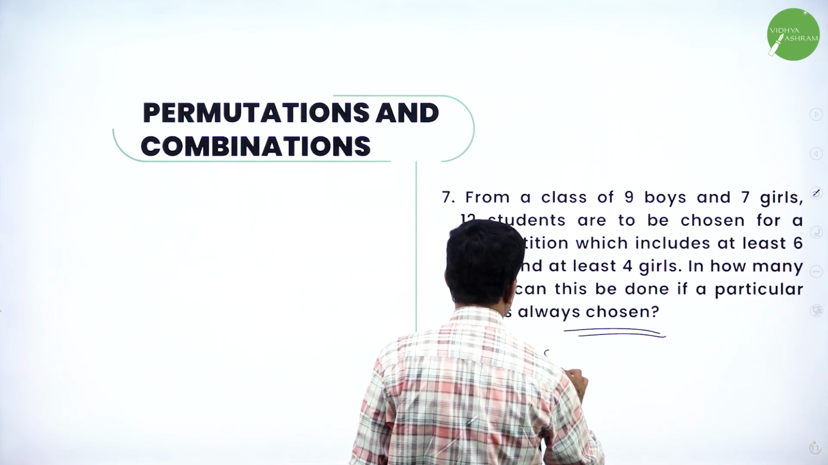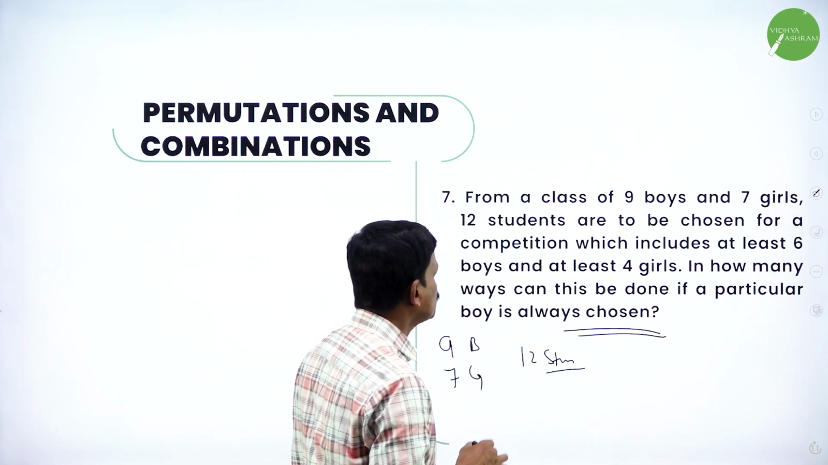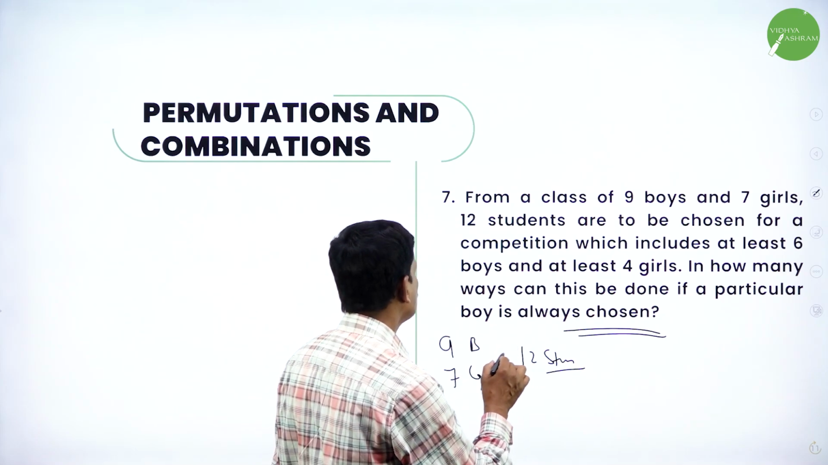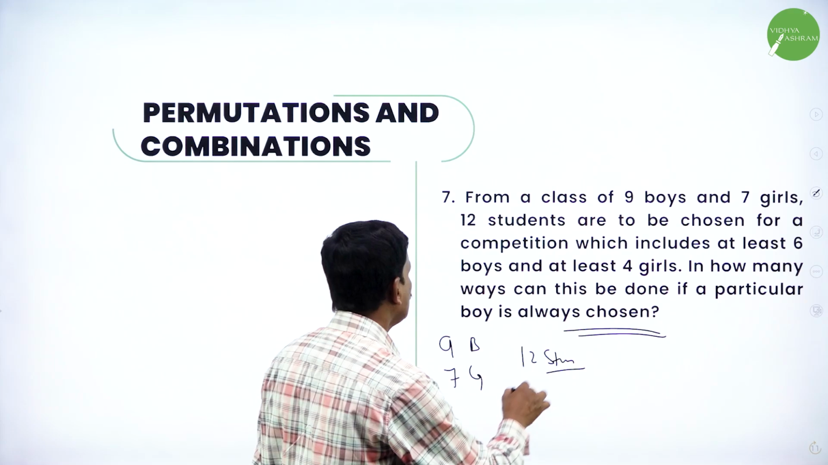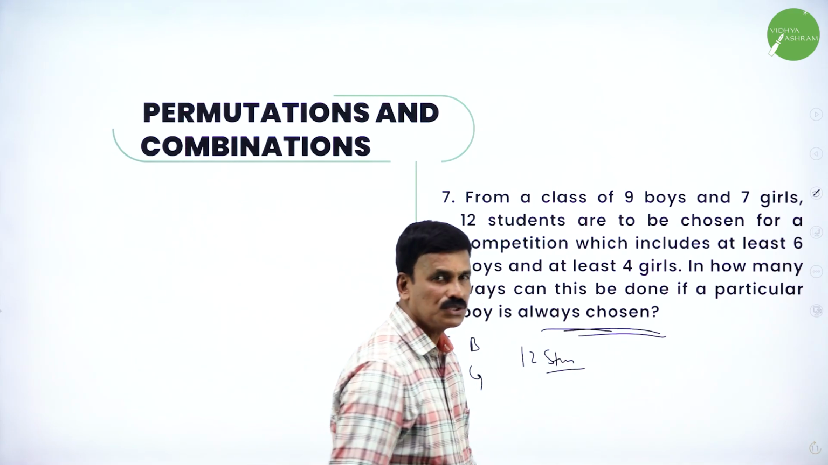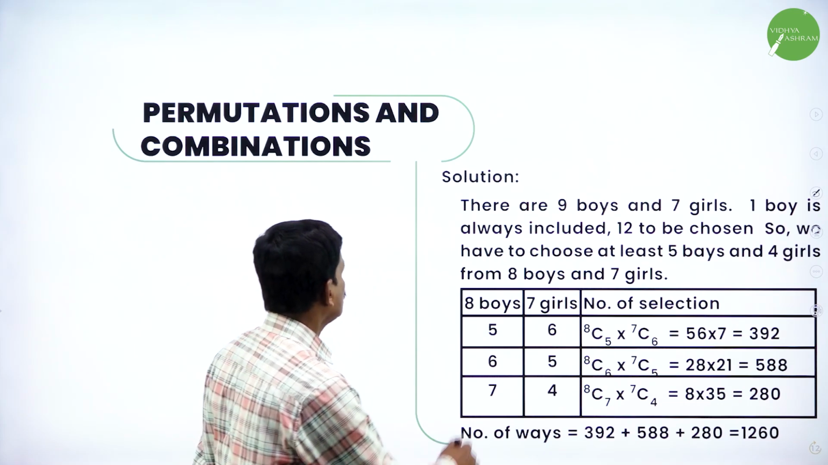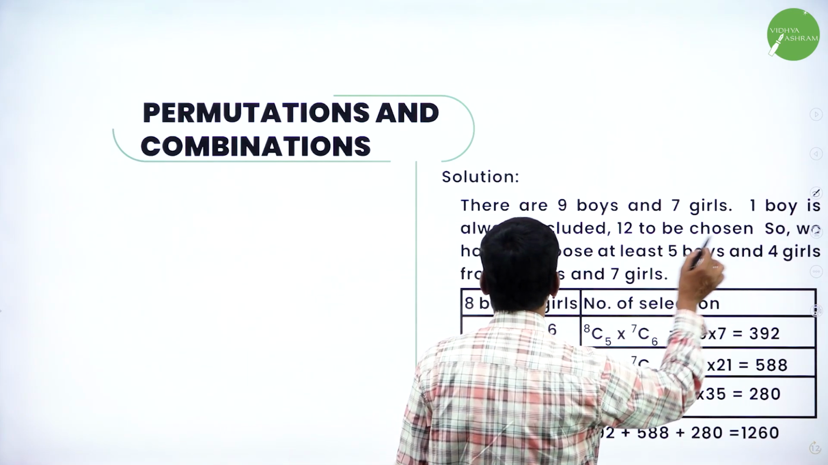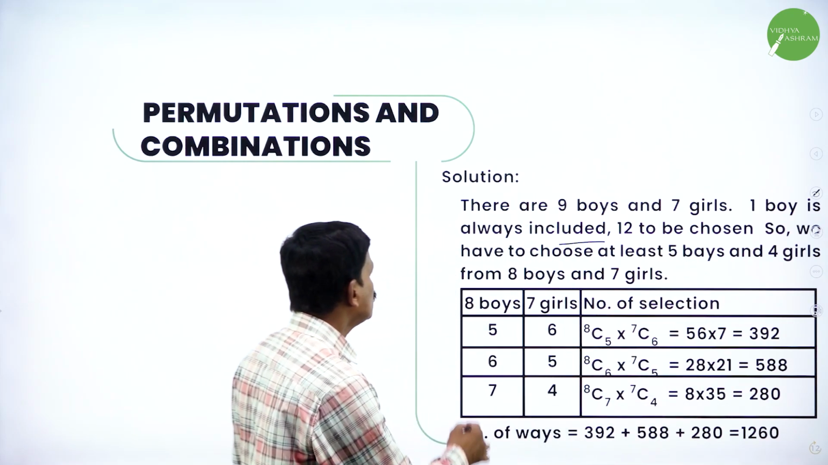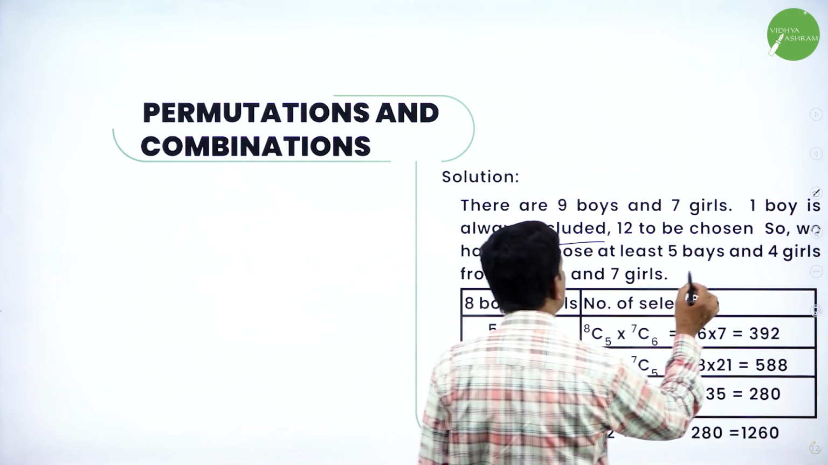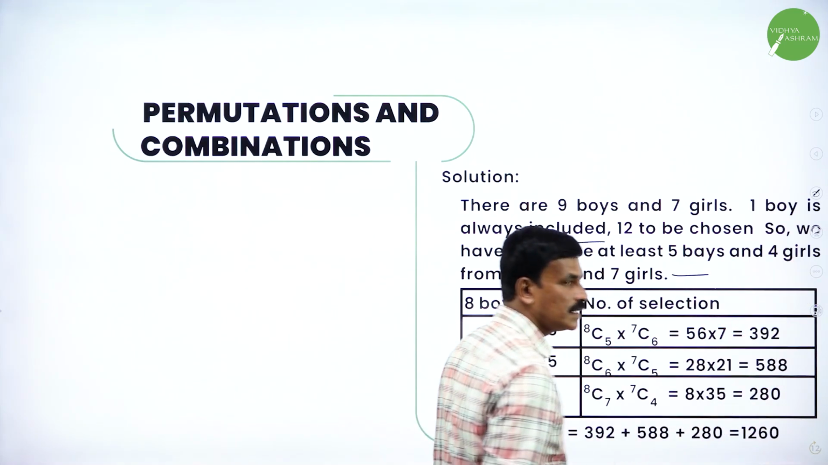So 12 students are to be chosen for a competition which includes at least 6 boys and at least 4 girls. There are 9 boys and 7 girls, and 1 boy is always chosen. So we have to choose at least 5 boys and 4 girls from 8 boys and 7 girls.